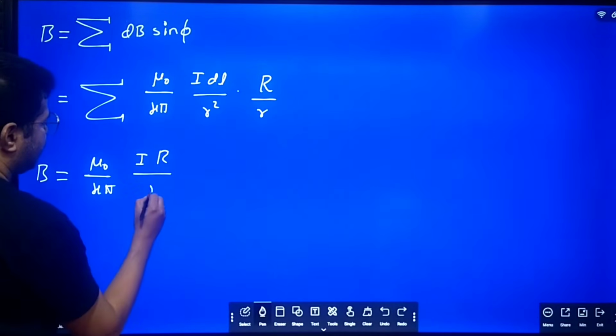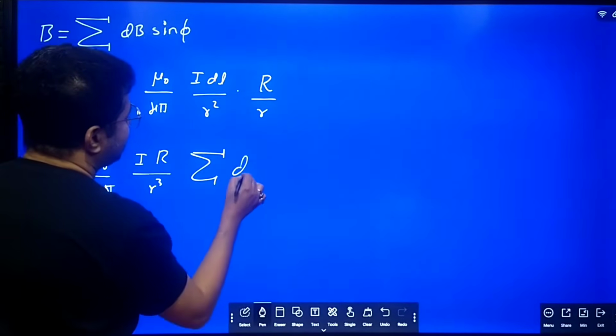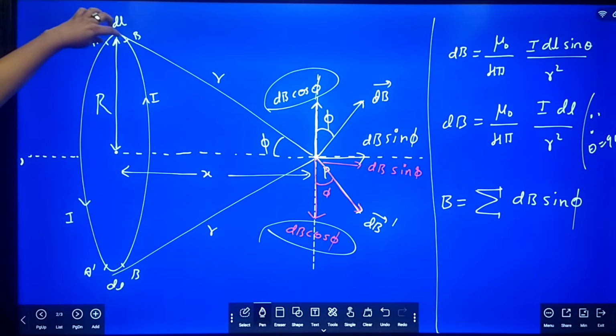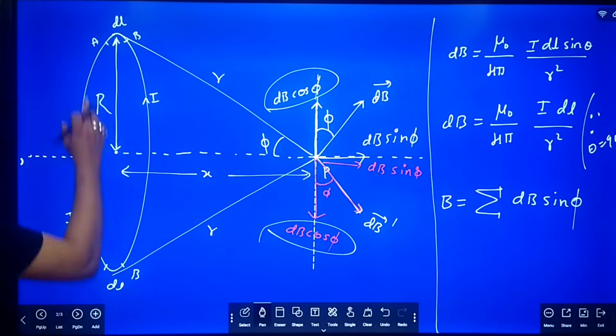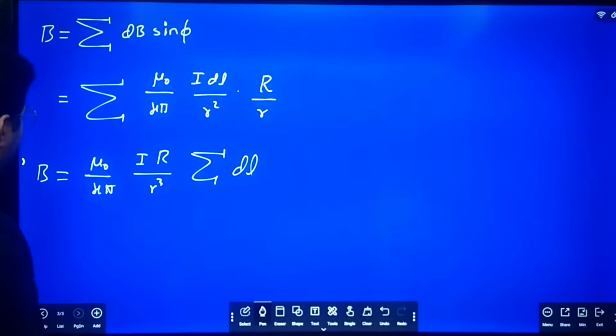R square into R cube into summation of dl. Okay, what is summation of dl? If you look at the diagram, dl is the small portion in this circular current carrying wire. So if you add all those dls, you are going to get the circumference, the total length of this conductor, that is 2 pi r.